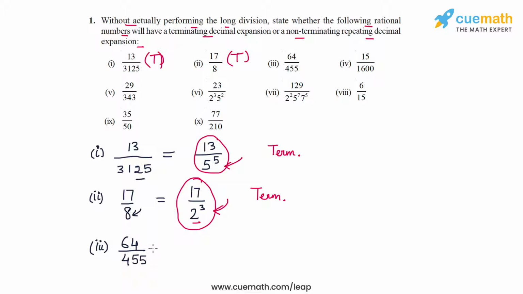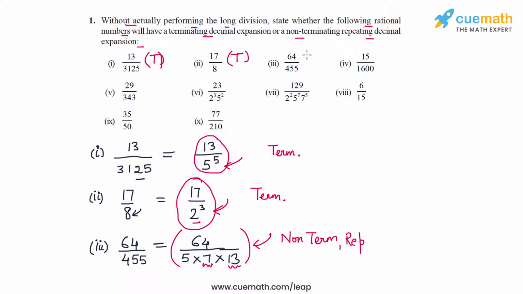Now 455 can be prime factorized as 5 into 7 into 13. Now this rational number is in its lowest form because there is no common factor between the numerator and the denominator. Here the denominator, in its prime factorized form, has factors other than 2s and 5s. It has this 7, it has this 13. So the decimal expansion of this rational number will be non-terminating and recurring or repeating.